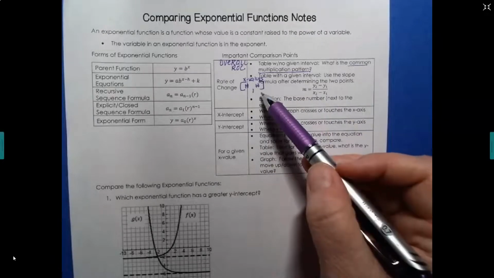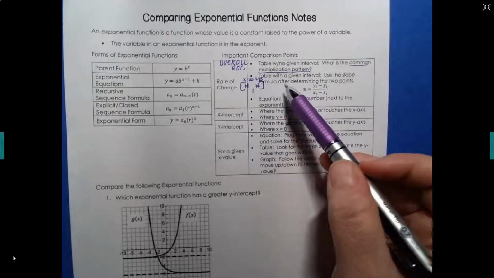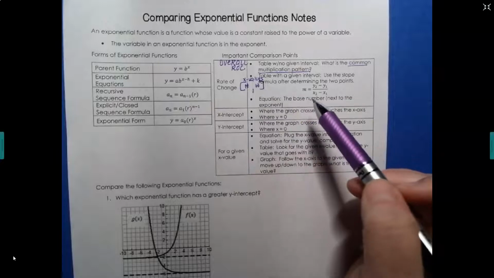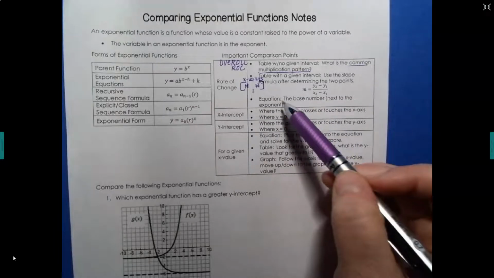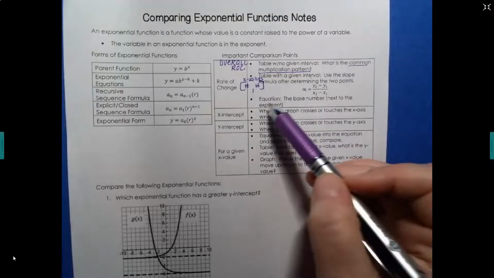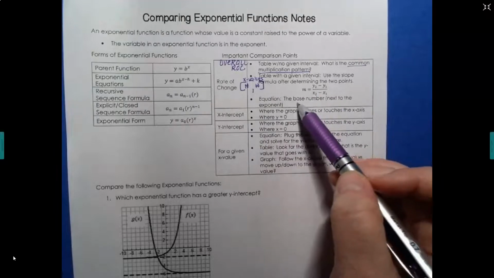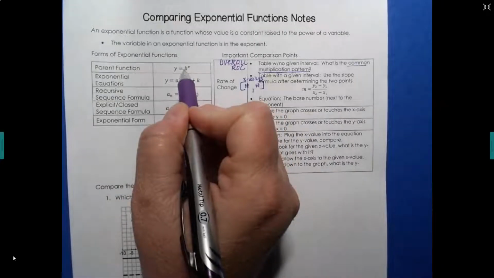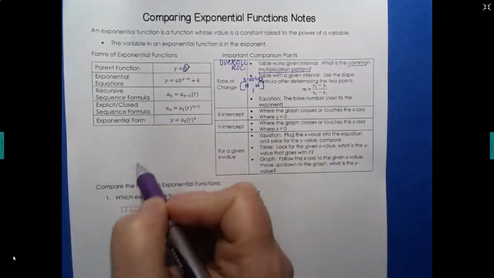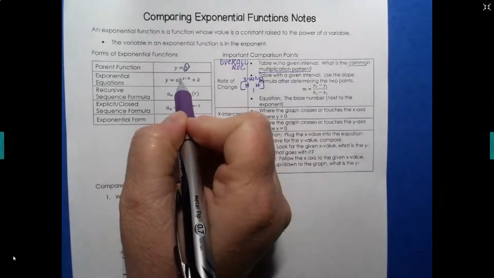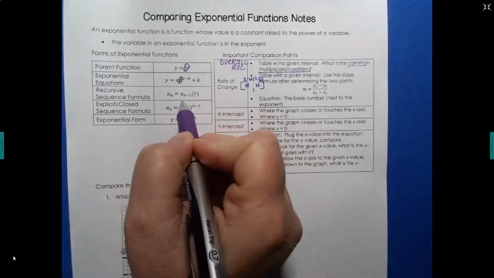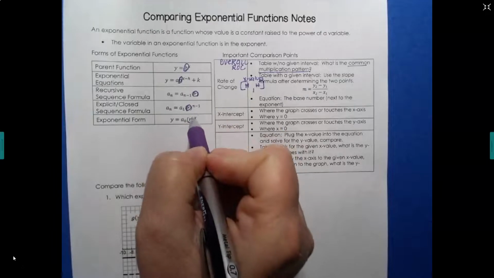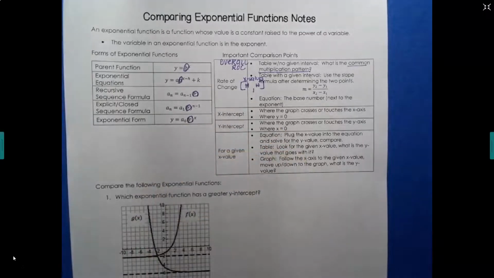The other way this could work is you could be given a graph with these 2 points. You could look for the x values there. Or an equation, and then the base number next to the exponent, that's your rate. So here, this number right next to the exponent, that's your rate of change for overall. Okay, rate of change. All of those are your rates of change.